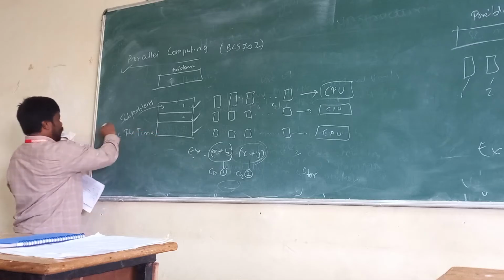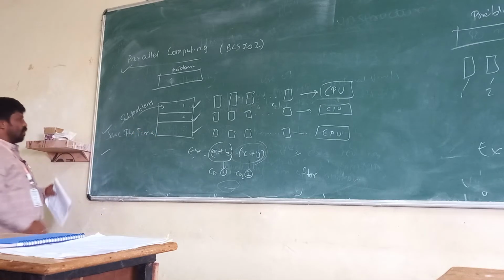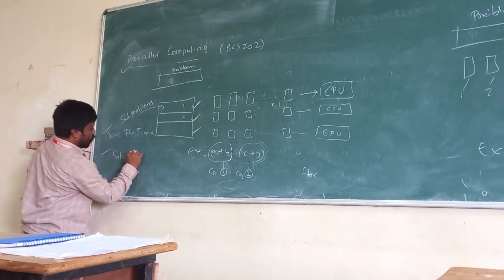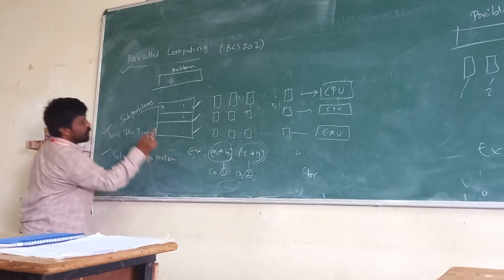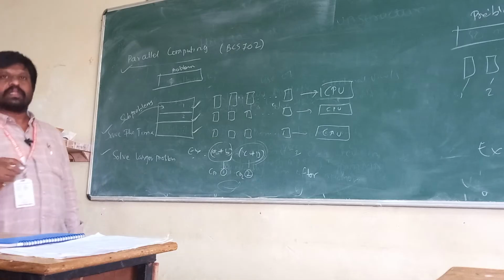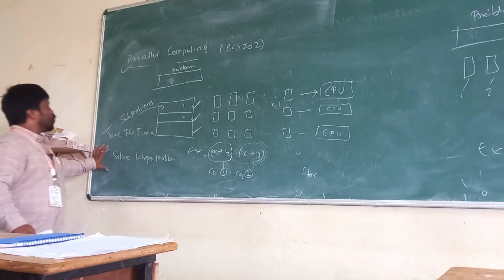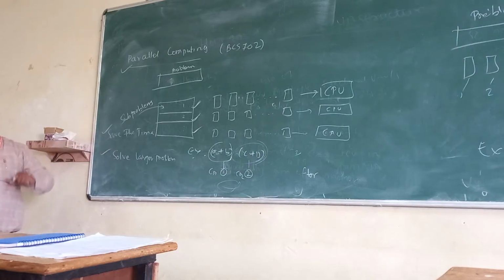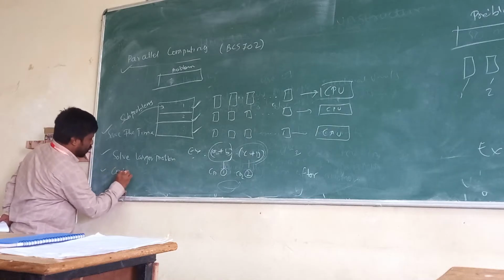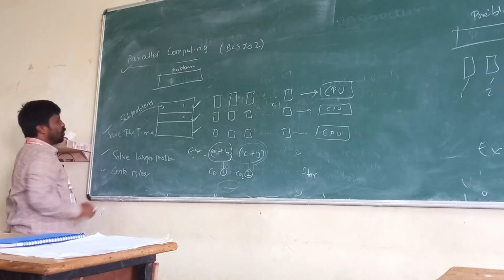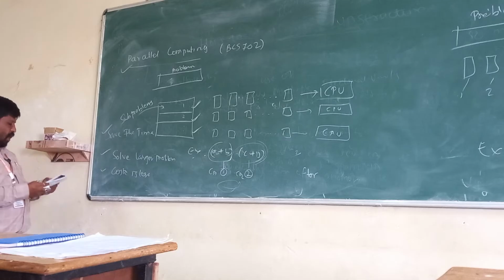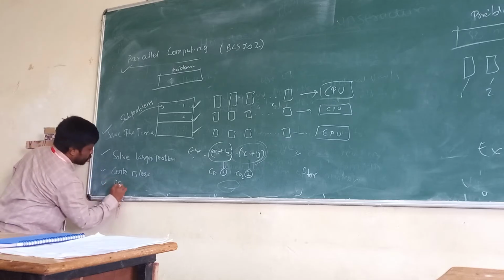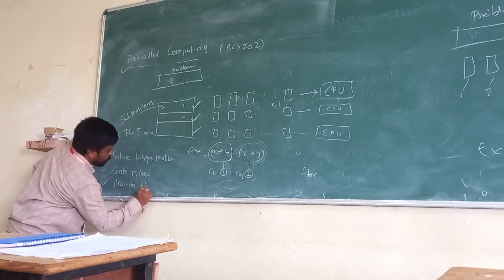It is saving the time, and it also lets us solve larger problems. If I have a larger problem, I can't solve it with serial computing, as it will take more time. But I can solve larger problems with the help of parallel computing. Its cost is also less. How is the cost less? Cost depends on the time only. If it consumes less time, the cost will also be less. It also provides concurrency.